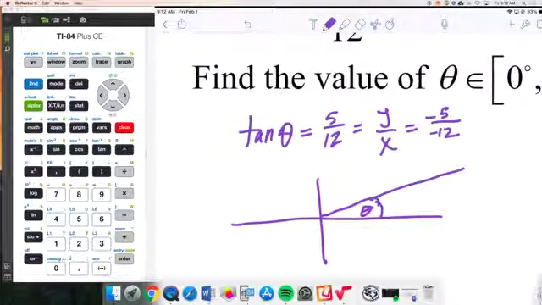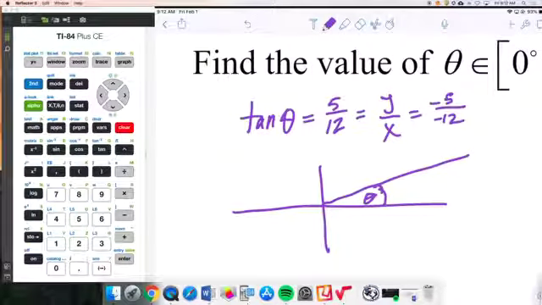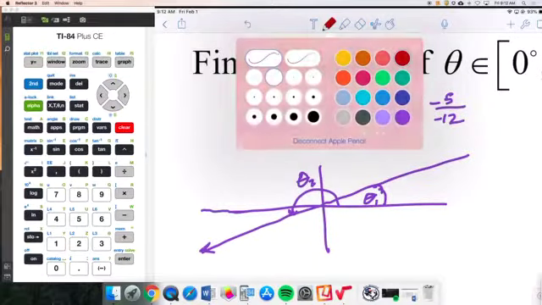Which would put me in what quadrant? 3. Okay, so it could also be over here. This could also be the angle theta. We don't know. We'll call one theta 1 and theta 2. Now remember what we did last time? There's always going to be 2 quadrants that work based upon a single trig function. And those quadrants are going to have the same reference angle.